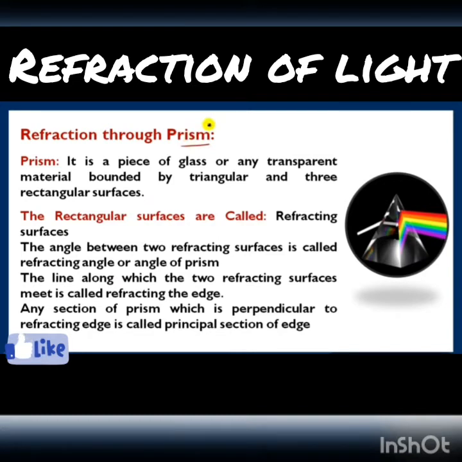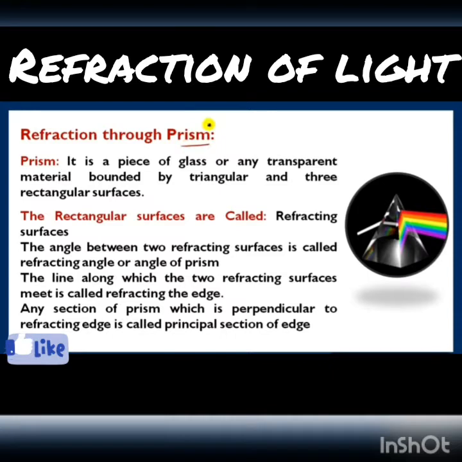The rectangular surfaces are called refracting surfaces. The angle between two refracting surfaces is called the refracting angle or angle of prism. The line along which the two refracting surfaces meet is called the refracting edge.